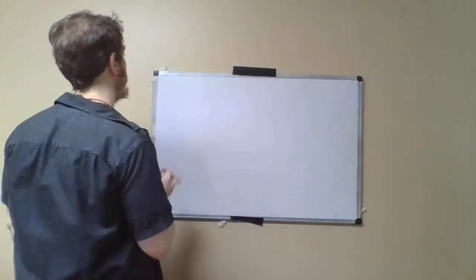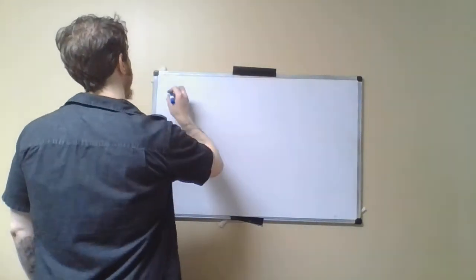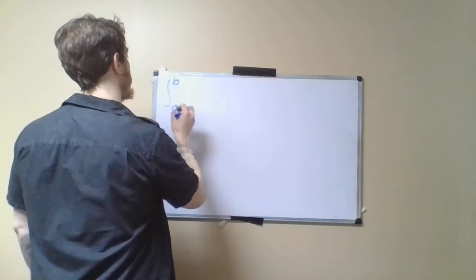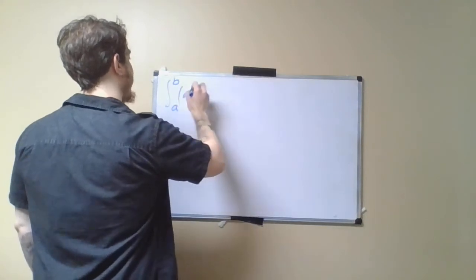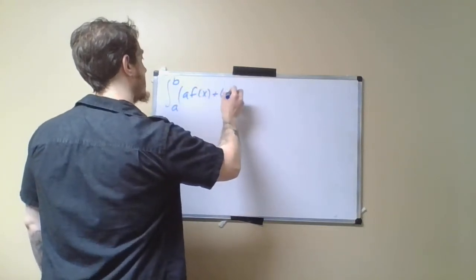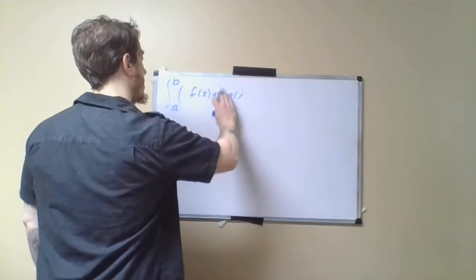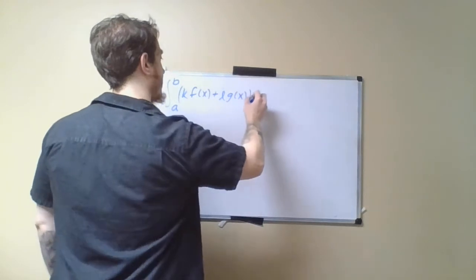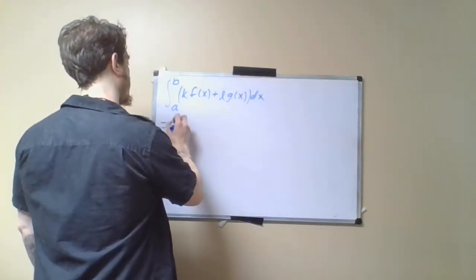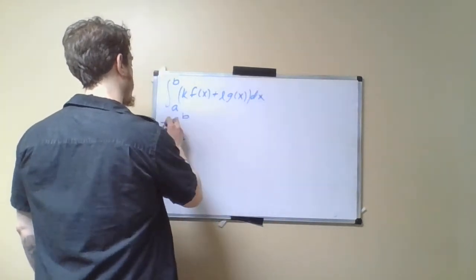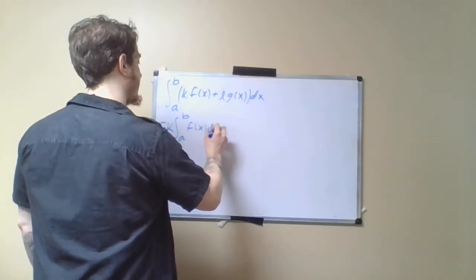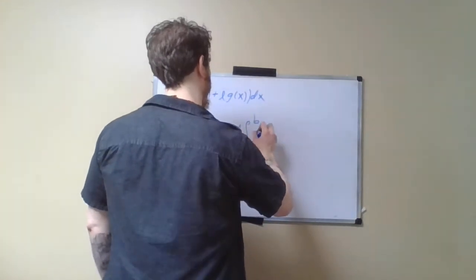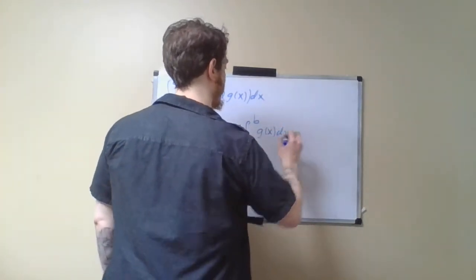Well, essentially, the basic properties that we're going to want to have are the ones that we said last time. So the integral from a up to b of k times f of x plus l times g of x dx, these k and l are just constants. This needs to be equal to k times the integral from a to b of f of x dx plus l times the integral from a up to b of g of x dx.